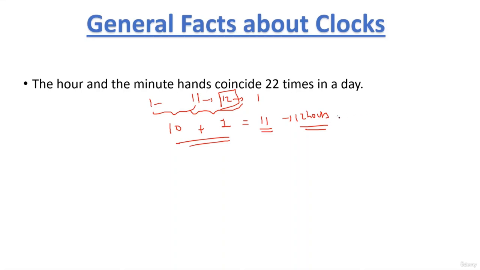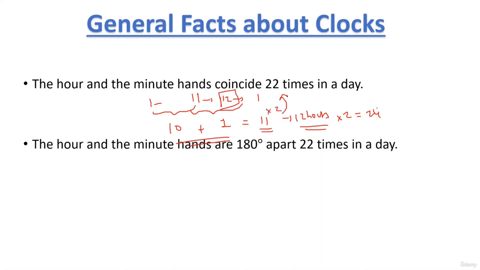Okay, so how much will it be in the whole day? 12 hours into 2, 24 hours, right? So 11 into 2, 22 times, right? Same thing you can verify for the hands being 180 degrees apart. The hour and the minute hands being 180 degrees apart, or pointing in the opposite direction, the same thing will happen 22 times in a day.